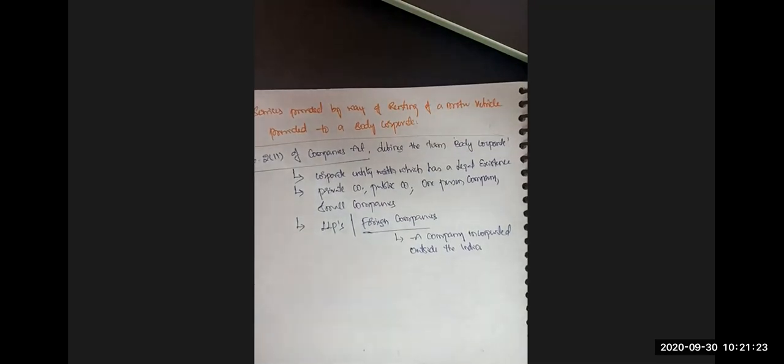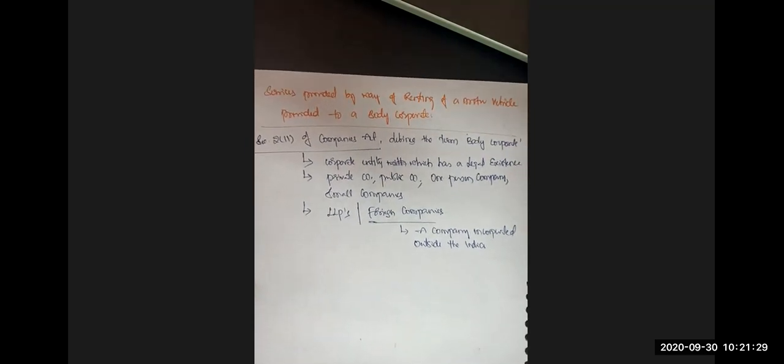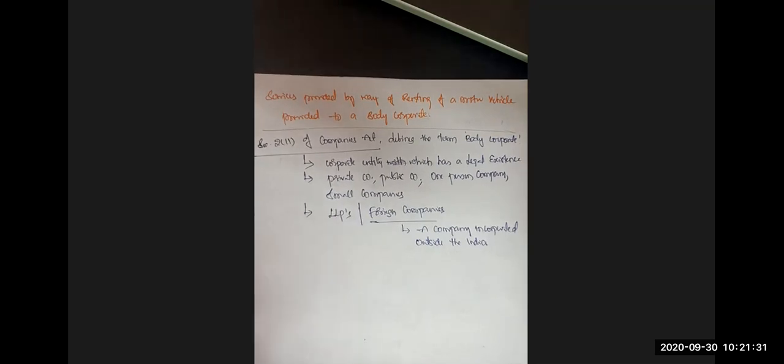Of course, we have some exclusions as well, but it's enough to know these inclusions for the time being. What do you mean by body corporate? Section 2 clause 11 of the Companies Act defines the term body corporate. It means a corporate entity which has a legal existence. Examples: a private company, public limited company, one person company, small companies, including LLPs, limited liability partnerships, and also a company incorporated outside India.